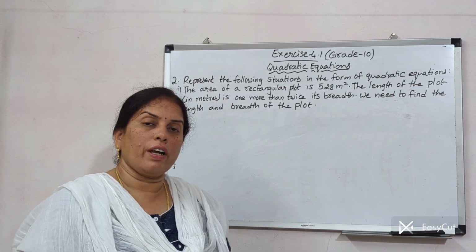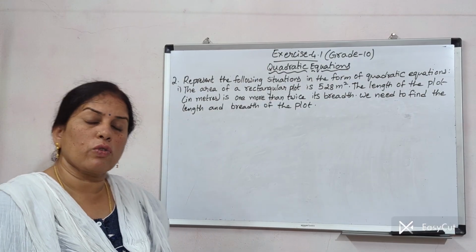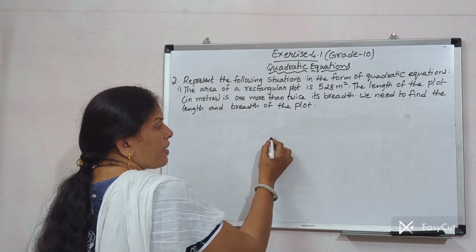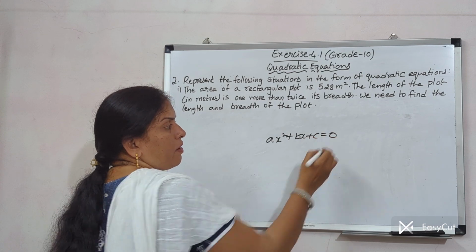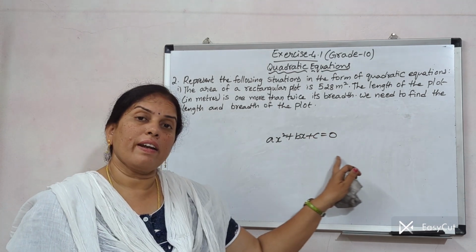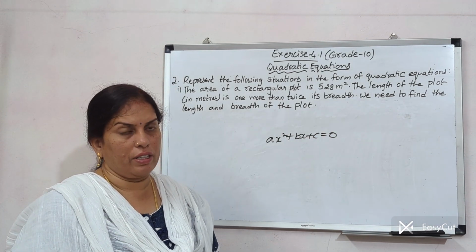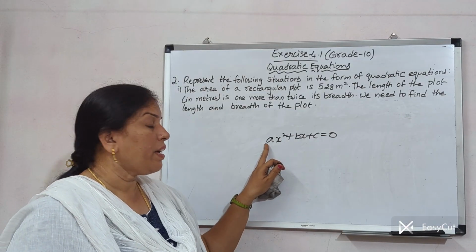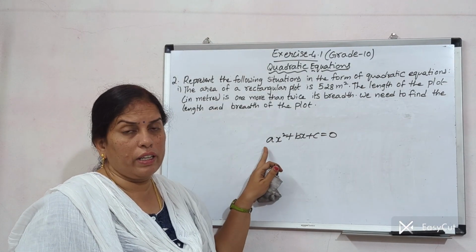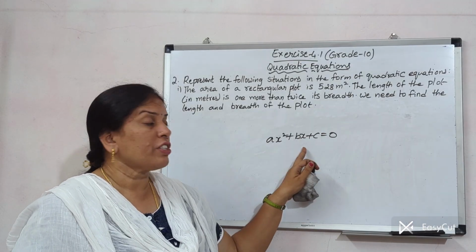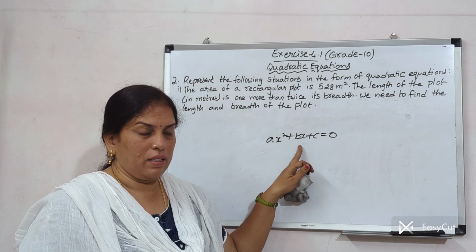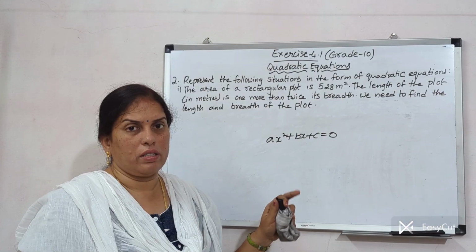Before going to the question, what is the standard form of the quadratic equation? ax square plus bx plus c equal to 0. This is the standard form of the given equation, where a is not equal to 0. Here a should not be equal to 0. a and b are the coefficients of x square and x. c is the constant. Okay.